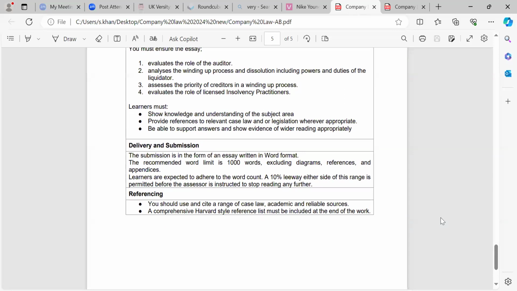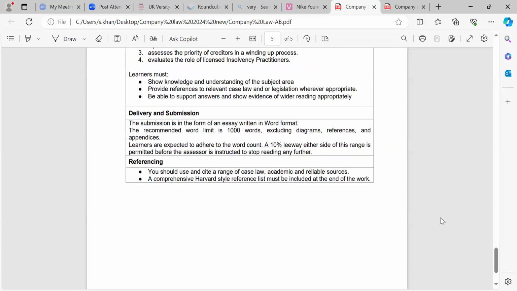And the delivery and submission. The submission is in the form of an essay, and it's in a Word document. The recommended word limit is 1,000 words, excluding diagrams, references, and appendices. So you've got 4 parts to task 4, so 250 words each. Learners are expected to adhere to the word count. A 10% leeway either side of this range is permitted, before the assessor is instructed to stop reading any further.